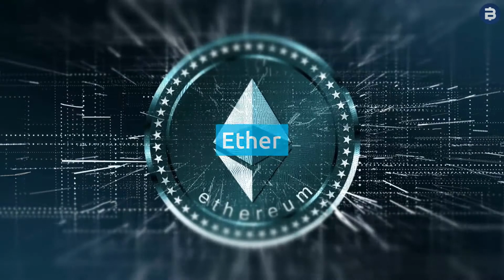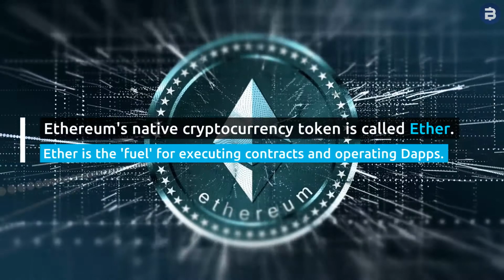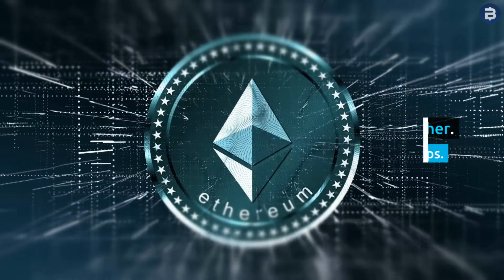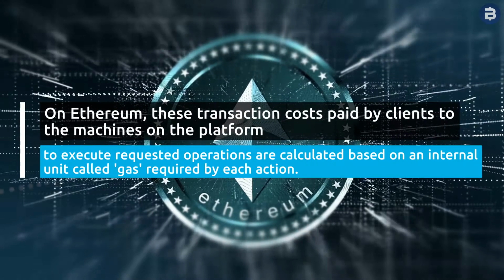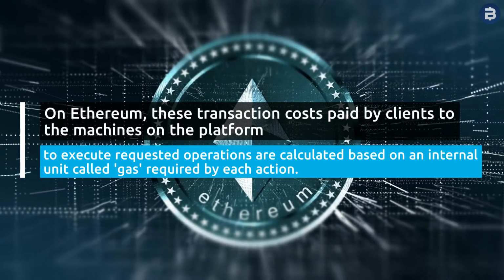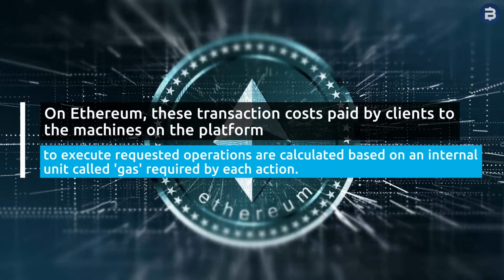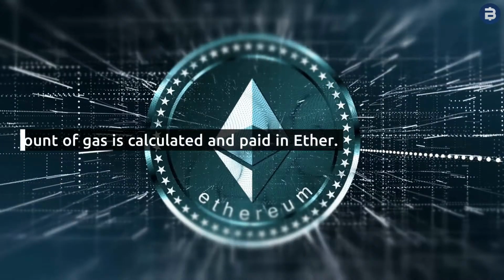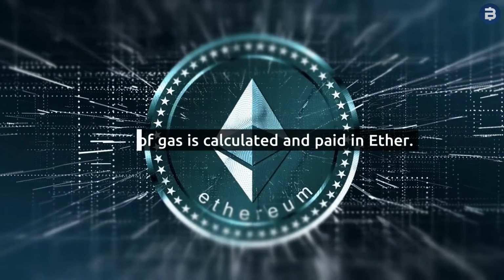Ether. Ethereum's native cryptocurrency token is called Ether. Ether is the fuel for executing contracts and operating dApps. On Ethereum, these transaction costs paid by clients to the machines on the platform to execute requested operations are calculated based on an initial unit called gas, required by each action. The amount of gas is calculated and paid in Ether.